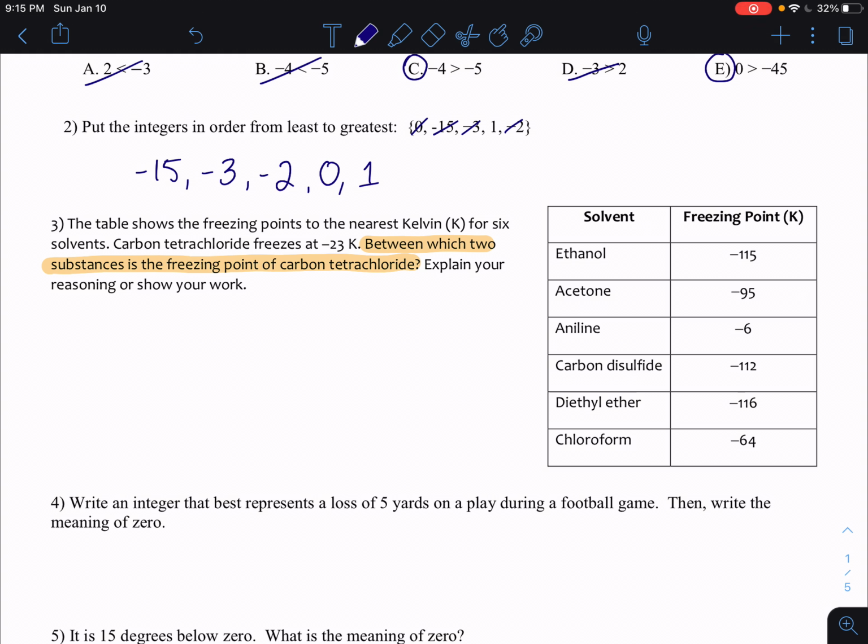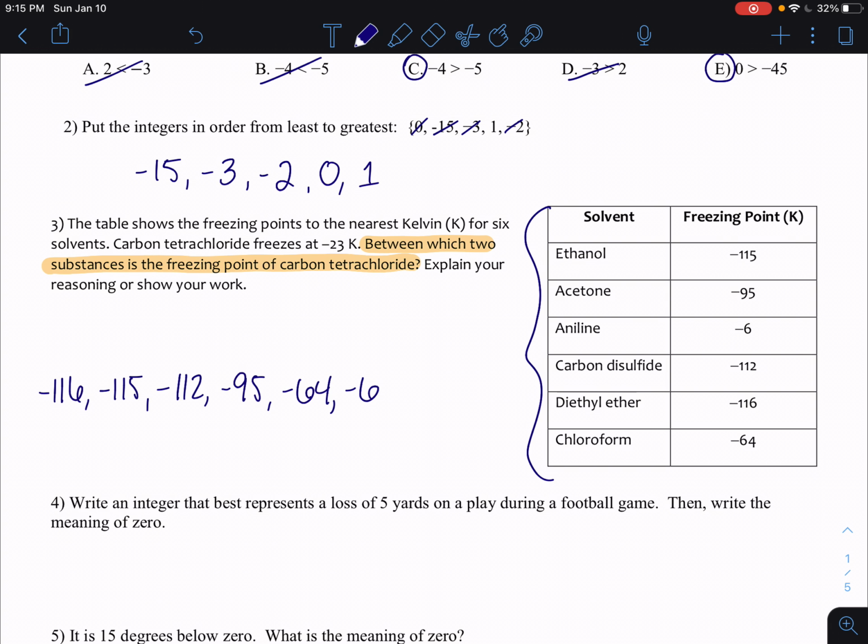So what I'm going to do on this one is I'm actually going to take these substances here and order them from least to greatest. So diethyl ether is going to be first. It's the most negative. Then ethanol. Then carbon disulfide. Then acetone. Then chloroform. And then aniline.